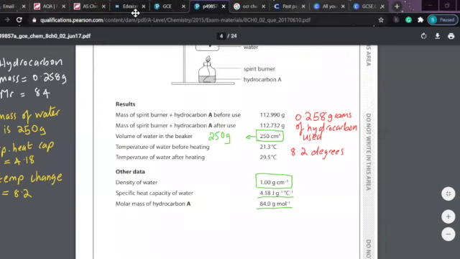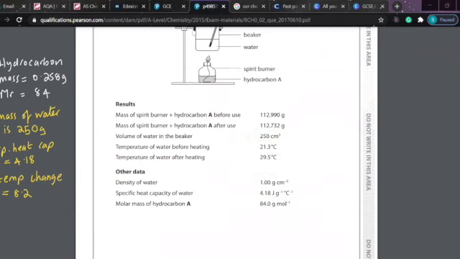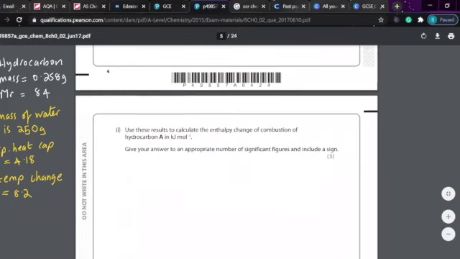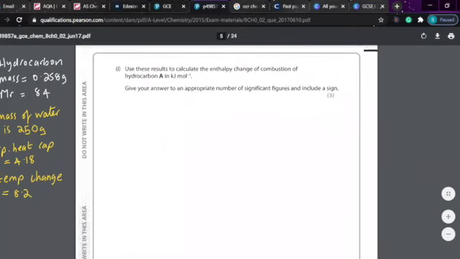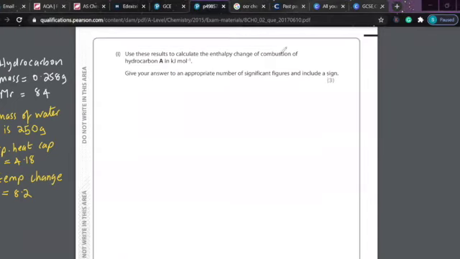So what I'm going to do is change this now, because there's not enough space here, so I'm going to rub it out and scroll down so that I can actually do the working out. The question is asking me to work out the enthalpy change of combustion in kilojoules per mole. So I have to take all of that information and convert it into kilojoules and then per mole.